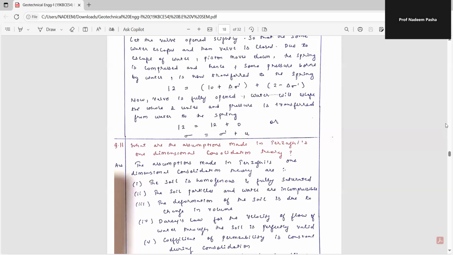Darcy's law for velocity of flow of water through the soil is perfectly valid. That is, Q is proportional to i. Q is equal to k i A, or Q is equal to k into A into h by L. Darcy's law for velocity of flow of water through the soil is perfectly valid. The coefficient of permeability is constant during consolidation.